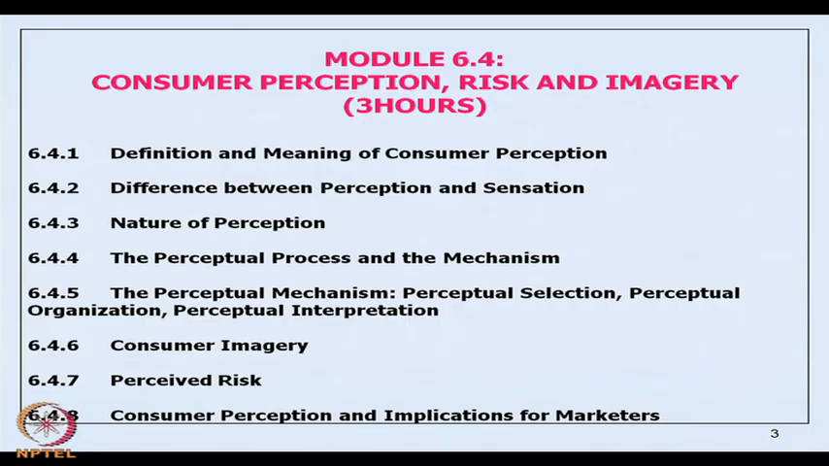Namaskar, we will continue with our discussion on module 6.4, which is consumer perception, risk and imagery. In the previous session, we have discussed the definition and meaning of consumer perception, the difference between perception and sensation, the nature of perception, the perceptual process and the mechanism. And we have started with the perceptual mechanism in detail, where we have discussed perceptual selection, and we shall be discussing perceptual organization and interpretation in today's class. So we will basically be continuing the discussion on the perceptual mechanism.